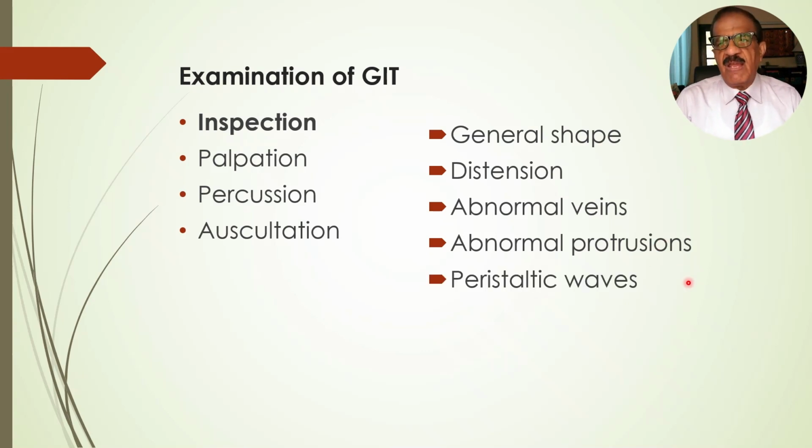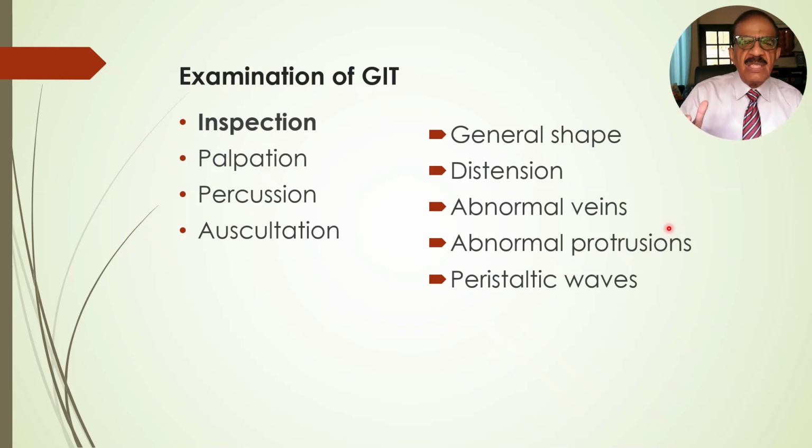Then peristaltic wave. In a normal healthy person, you can't see peristaltic wave. So if somebody has intestinal obstruction, then peristaltic activity may be increased and you can actually see them. And especially if the patient has got wasting and cachexia, then you may be able to see those peristaltic waves. So these are some of the things you can examine and you can just note on inspection.